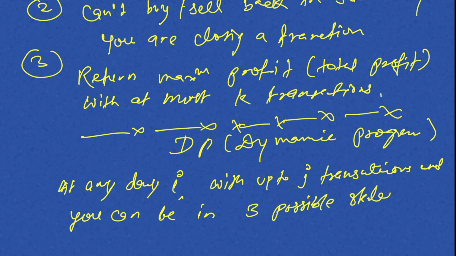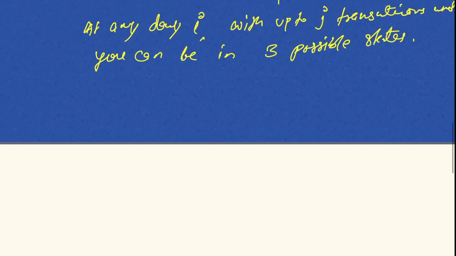Can we see that? What are the states? Let's understand. The state is 0, the state is 1, and the state is 3. I think I have to highlight it. What is the meaning of this?